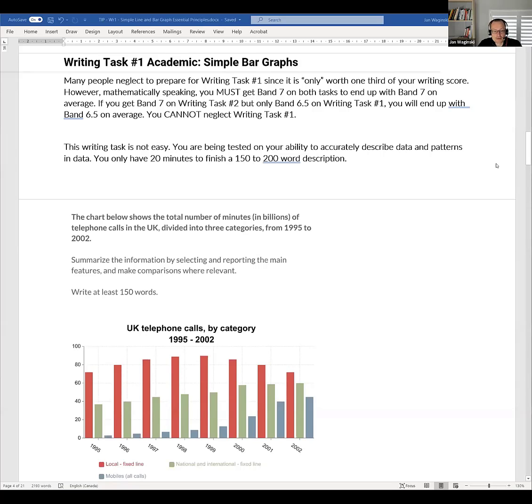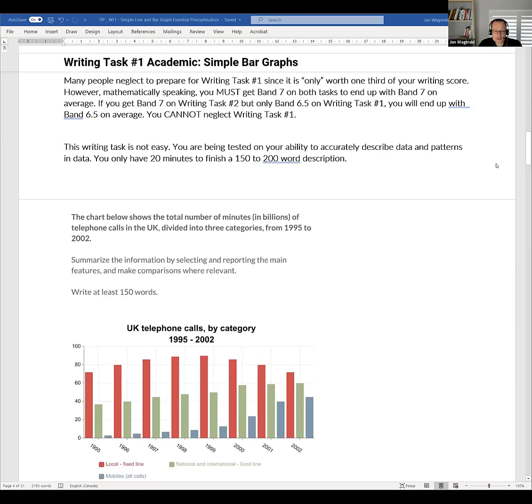But that being said, because of the way they average the grades, if you don't get the score you want, let's say you're aiming for band 7 and you don't get band 7 on both, you're not going to get band 7. So in essence, both are equally important. You have to get band 7 on both.